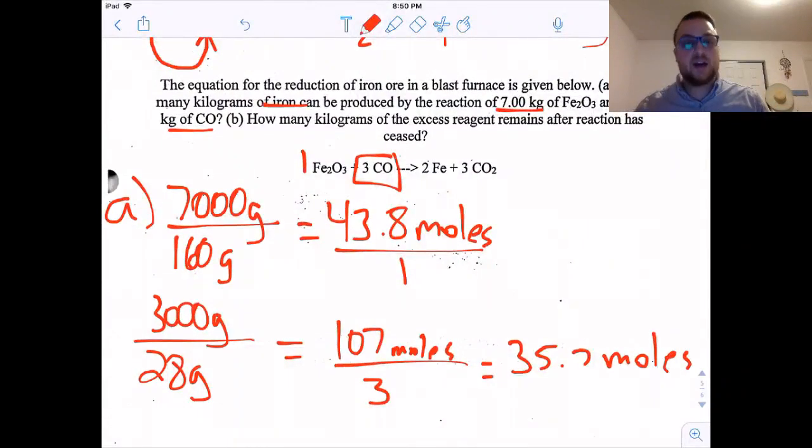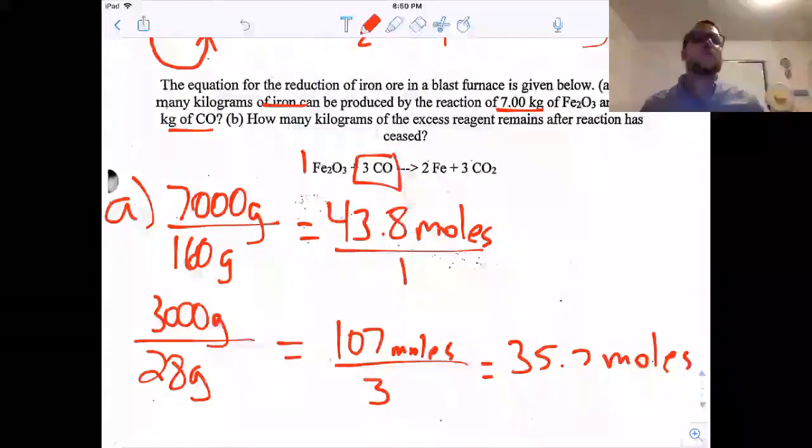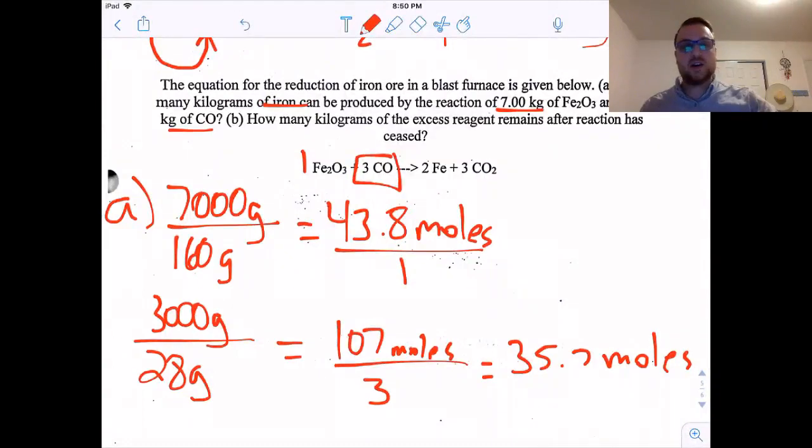So that's less than 43.8. So I'm going to run out of my 3,000 grams of carbon monoxide before I run out of my 7,000 grams of iron 3 oxide. So CO is our limiting reactant, or limiting reagent, or whatever you want to call it. So now I recommend you start from scratch once you determine your limiting reactant, because some of you are going to incorrectly use this, some of you are going to incorrectly use that, or be confused, so wait, now which number do I use to figure out how much iron I make? Then I would say just start over and set it up and go straight through.